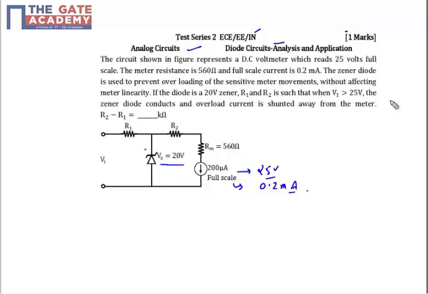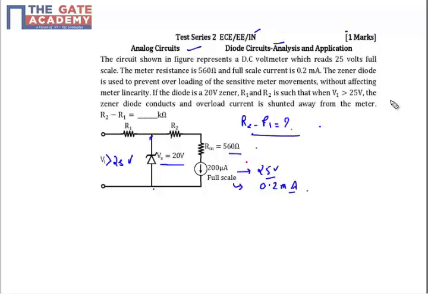So for the prevention we have the Zener diode, which has this quality that if the input supply is greater than 25 volt, it will conduct and maintain 20 volt across this voltmeter along with R2. The voltmeter has a resistance of 560 ohm. So the question says to calculate the difference R2 minus R1. The question is pretty much clear.